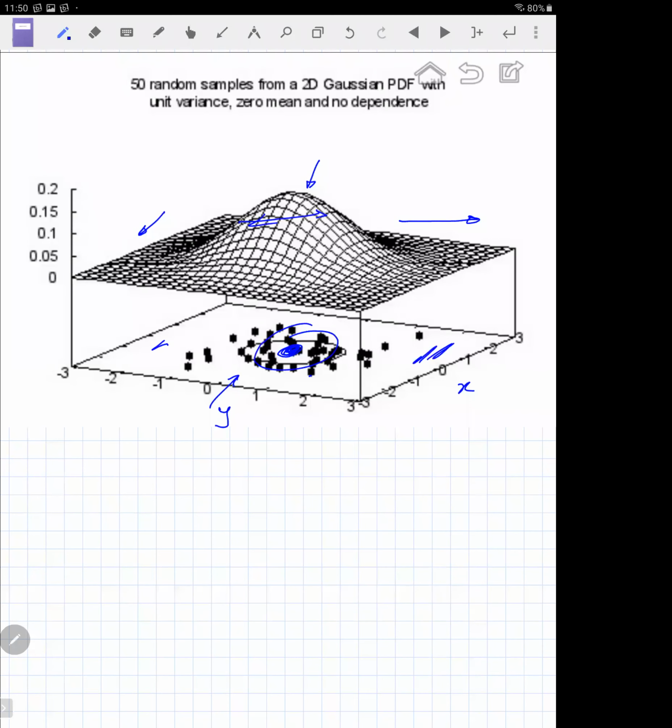So the plot that shows you the density of the data, the actual visual representation of where the data is located in your two-dimensional plane, is called a scatter plot.